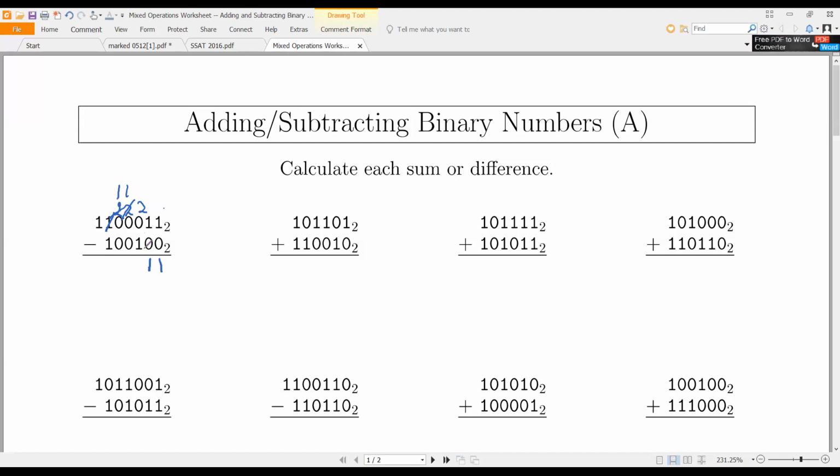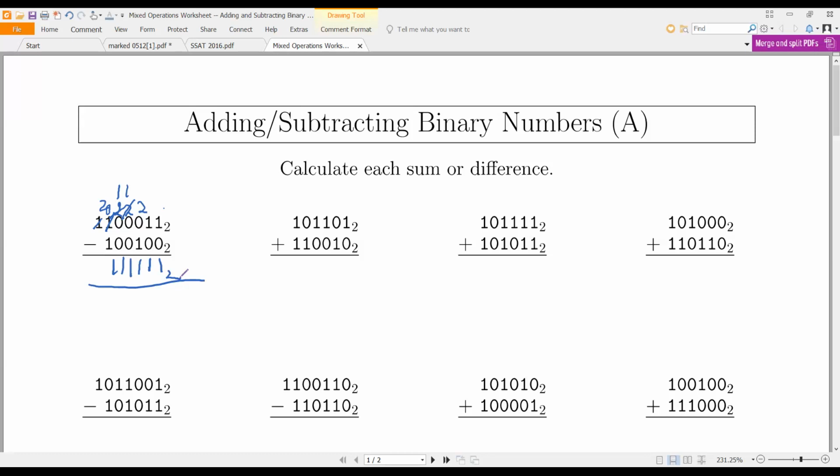Now I have 2 minus 1. This is 1. I have 1 minus 0. 1. 1 minus 0 again. I have 1. And then I have 0. This is now 0. I will still come here and borrow this 1 and bring to this space. This is 2 minus 1. That is 1. So as you can see, the answer to this is 111111 base 2.